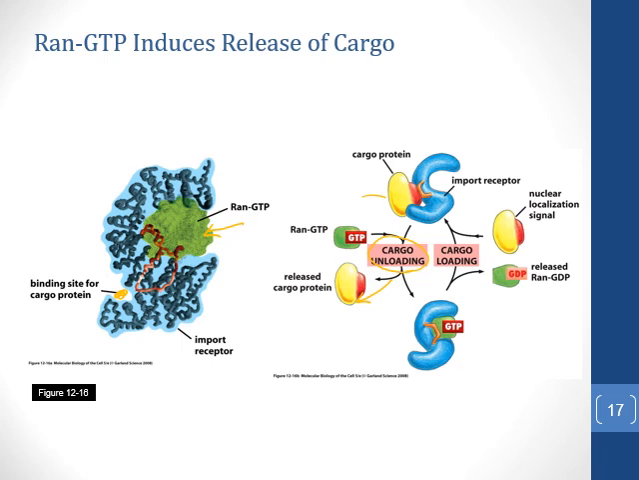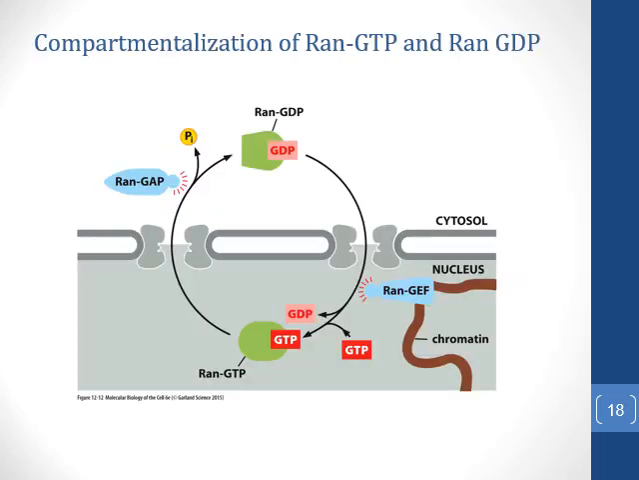Then once again, when the RAN is released, now we've got another empty import receptor, and we could get cargo loading because the nuclear localization signal will now allow it to bind. So in order for this to work, we've got to have a RAN GEF in the nucleus, and we've got to have a RAN GAP in the cytosol. This is crucial, right?